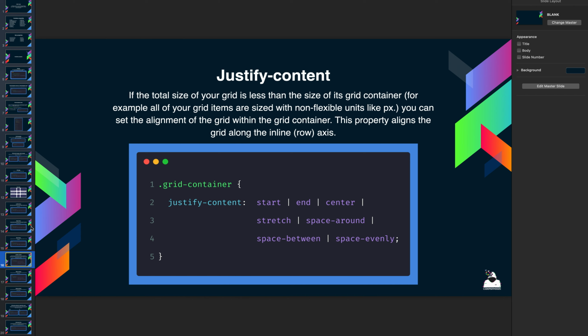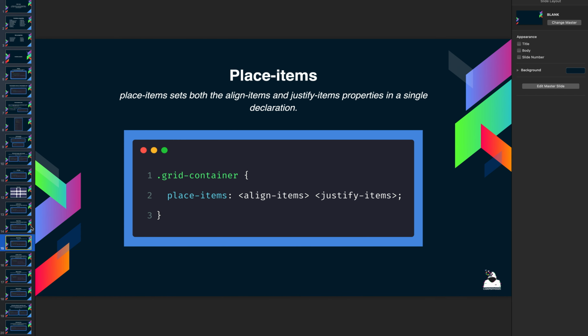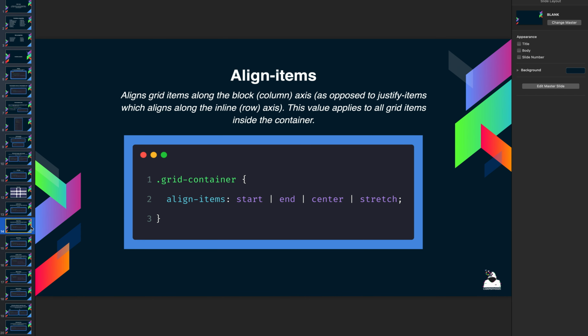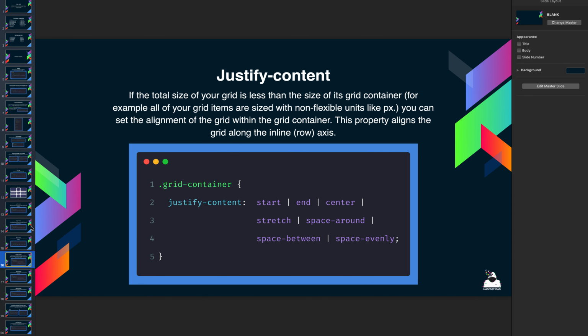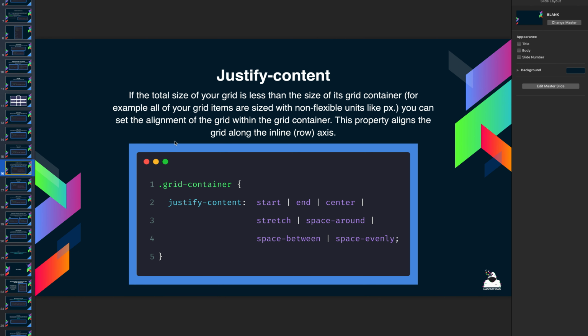Just stop me if any of these seem too confusing, but they're very similar to even some of the Flexbox properties. Okay, justify content. If the total size of your grid is less than the size of its grid container, for example, all of your grid items are sized with non-flexible units like px, you can set the alignment of the grid within the grid container.